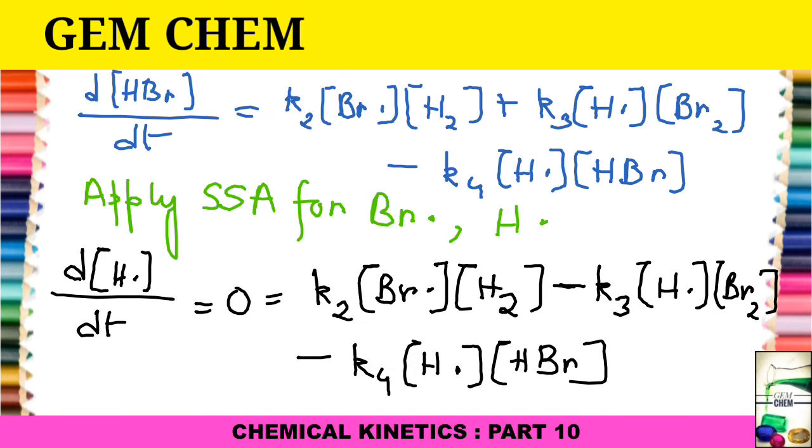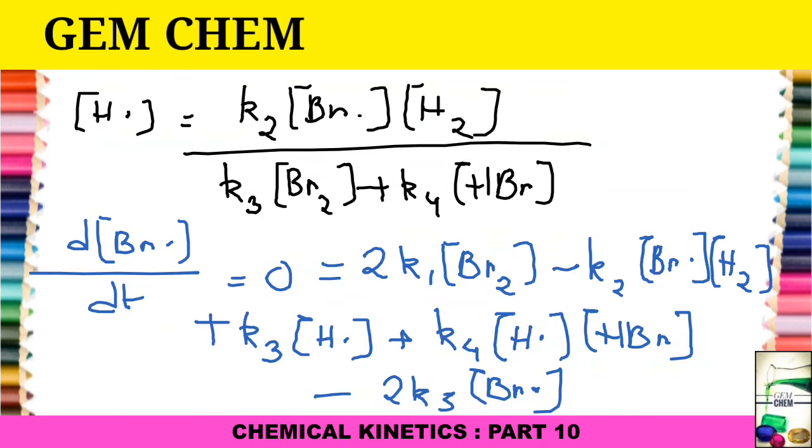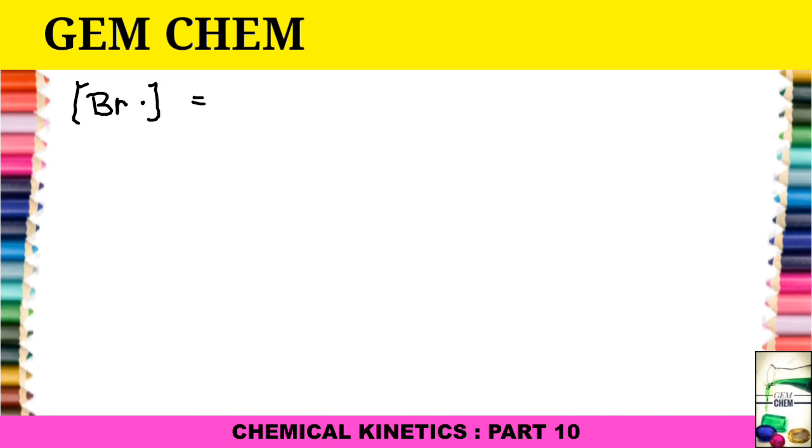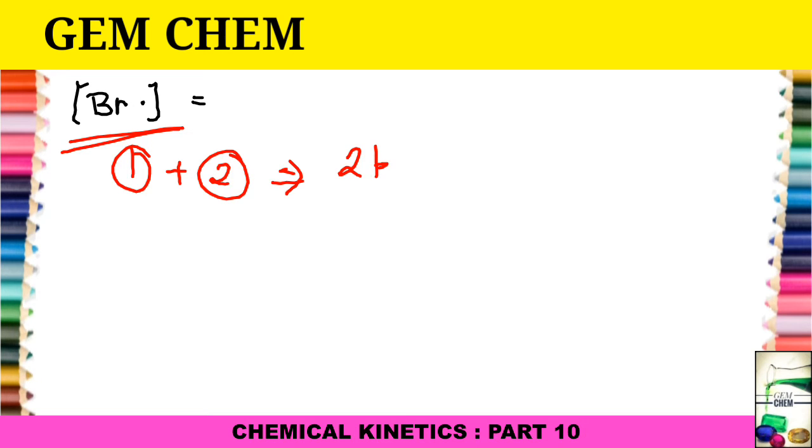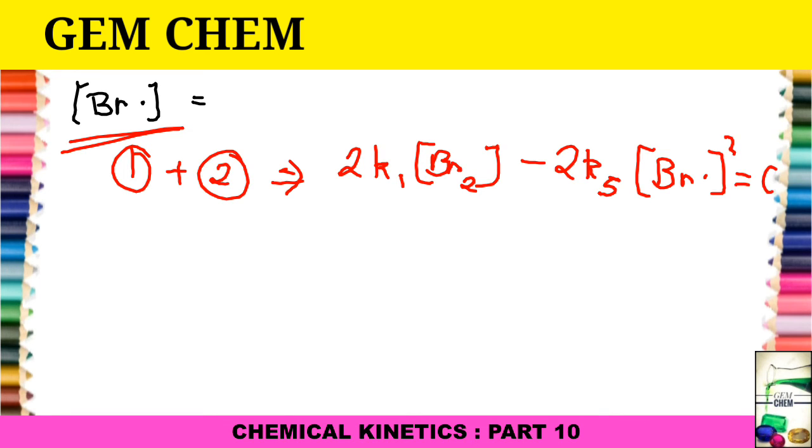Now we can mark this as equation 1 and the next one as equation 2. Now we will have to add up these two equations in order to get the concentration of Br dot. So we will do 1 plus 2, and on doing so, we will get 2K1 Br2 minus 2K5 Br dot square equal to 0.